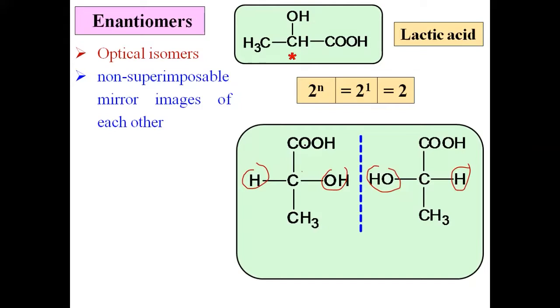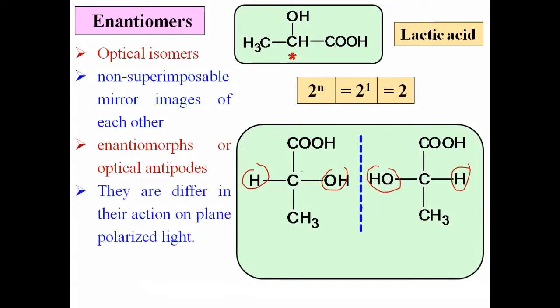And these optical isomers, first and second, which are non-superimposable mirror images of each other, are called enantiomers. They are called enantiomers because they are optical isomers and they are non-superimposable mirror images of each other. Okay, and they are also called enantiomorphous or optical antipodes. त्यांना आपण enantiomorphous किंवा optical antipodes असंही म्हणतो आहोत.